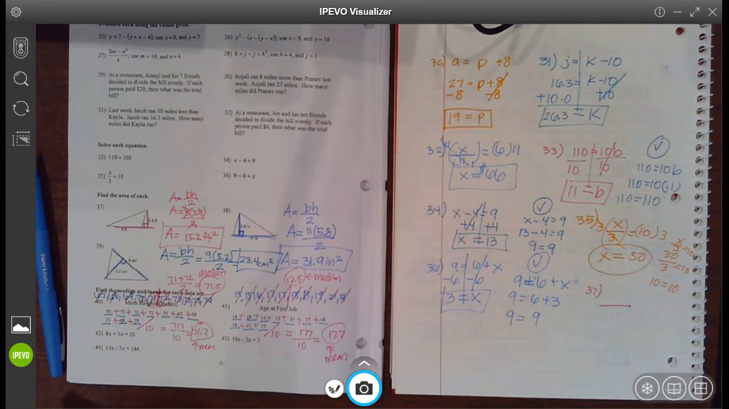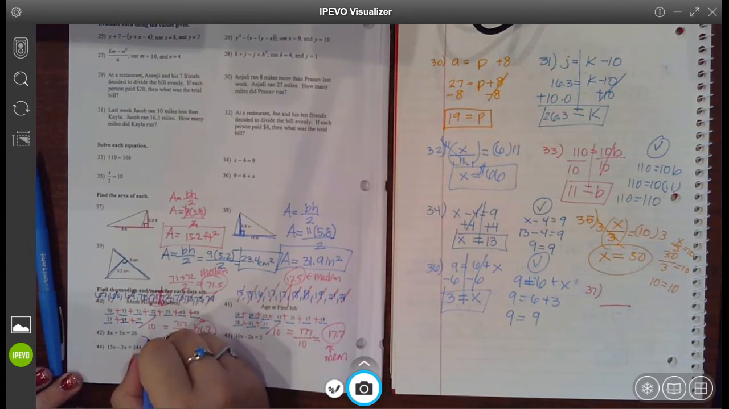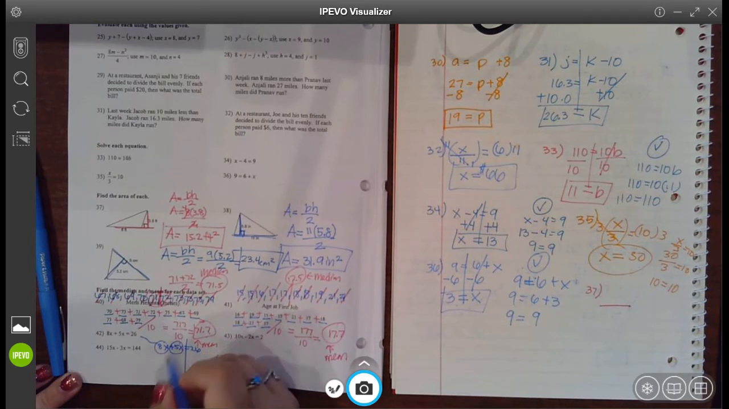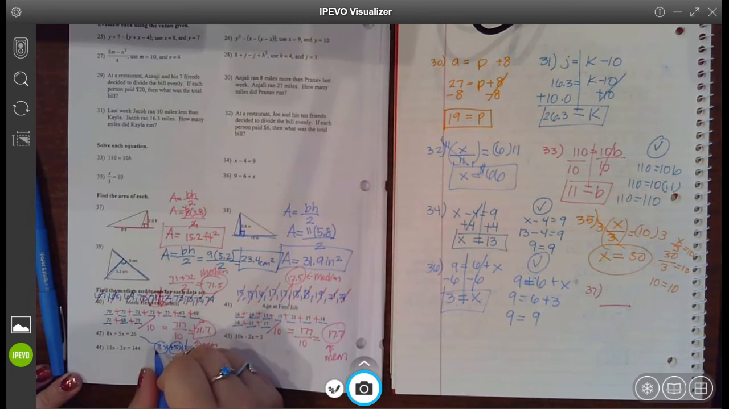Okay, last three. I have 8x plus 5x equals 26. I'm just going to rewrite this over here so I have more space. Those are like terms, so I can combine those. When you have like terms, they both have x's, so just add the coefficients. 8 plus 5 is 13. 13x equals 26. Now these are being multiplied, so the inverse of multiplying is to divide by 13. So you get x equals 2.